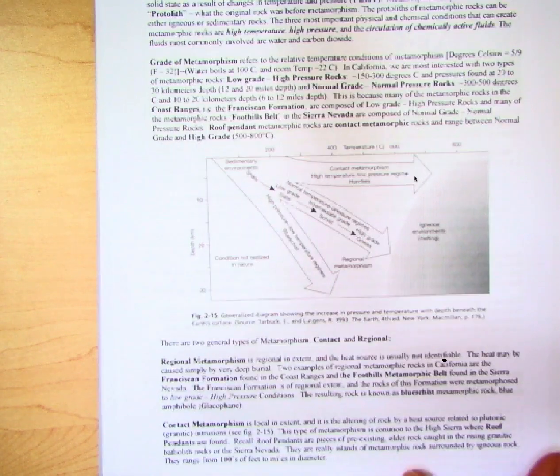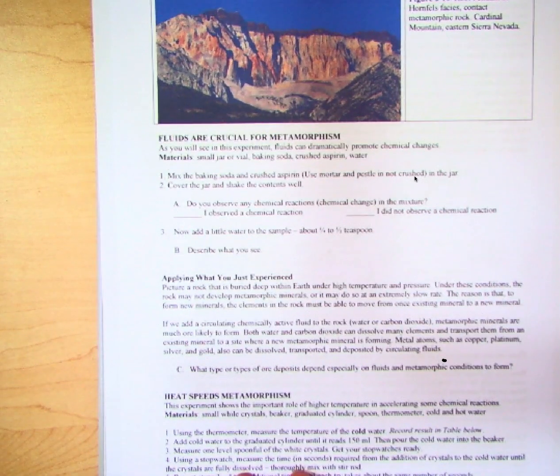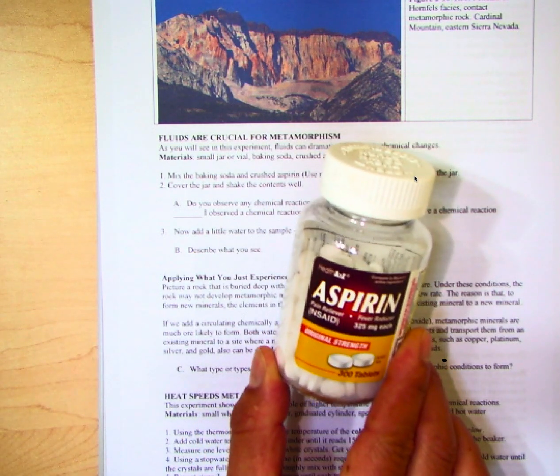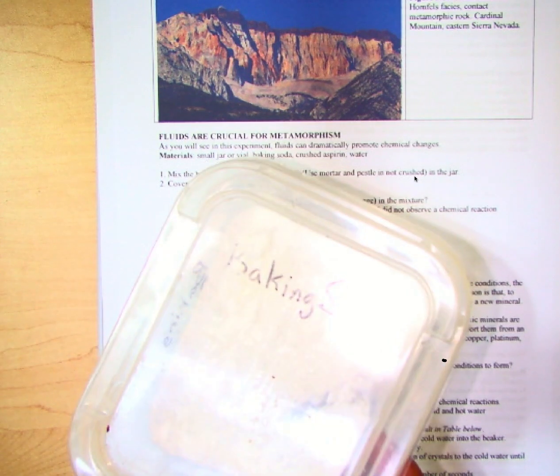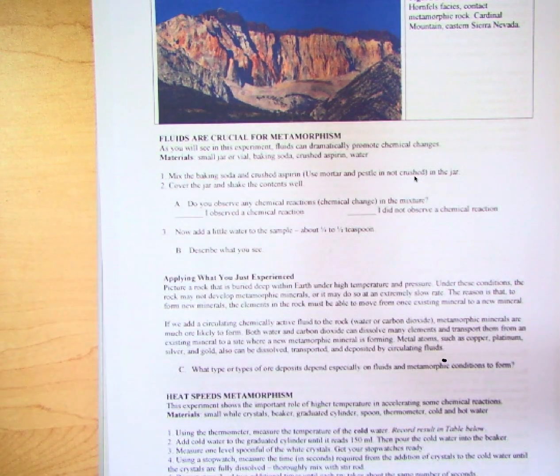So as we go through the lab, the first experiment is going to make you observe rates of metamorphism and how fluids and temperatures can enhance metamorphic processes. So what we're going to do with this first experiment, we're going to take some aspirin. So we'll take a couple of aspirin. We'll take some baking soda, right? And then we're going to mix these into what I have here.